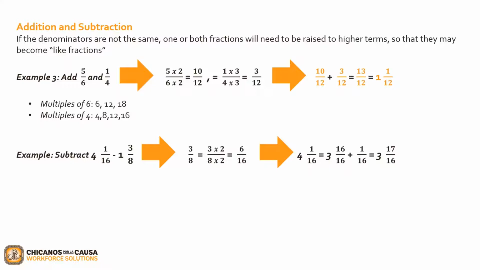Therefore, the final answer is 3 and 17 over 16. Just kidding. So say they don't want the fraction to look like that. What you're actually going to have to do is continue to work through the problem. Now, we are going to take 3 and 17 over 16 and minus 1 and 6 over 16. So this will give us a final answer of 2 and 11 over 16.